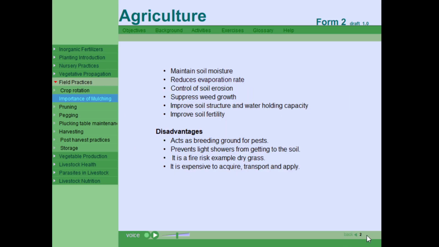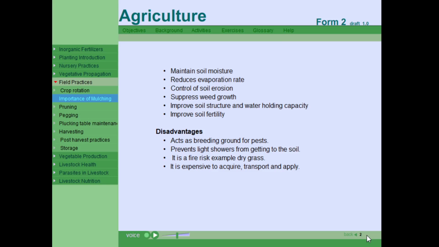The following are the advantages and disadvantages of mulching. The advantages: maintains soil moisture, reduces evaporation rate, controls soil erosion, suppresses weed growth, improves soil structure and water holding capacity, and improves soil fertility.